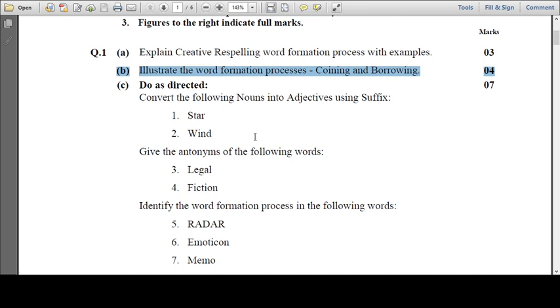Now, if you see Japanese, then you can say samurai, sushi, judo. These are Japanese words. Next is alcohol, then zenith, giraffe, sultan. These are Arabic words.